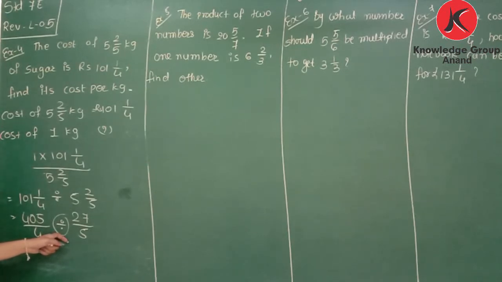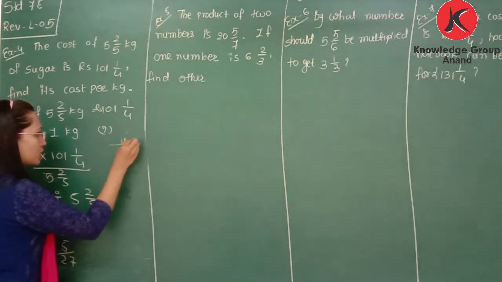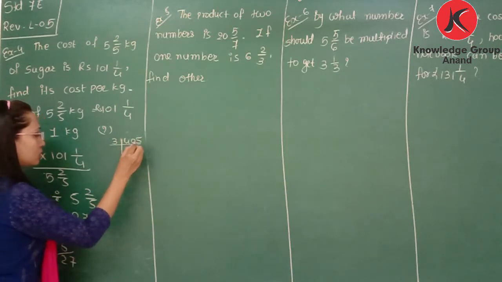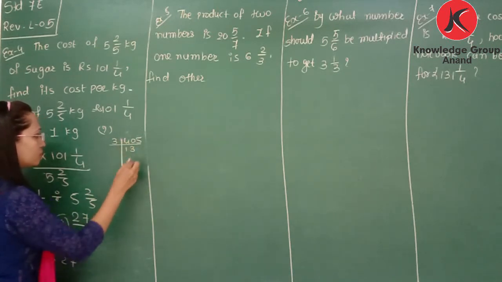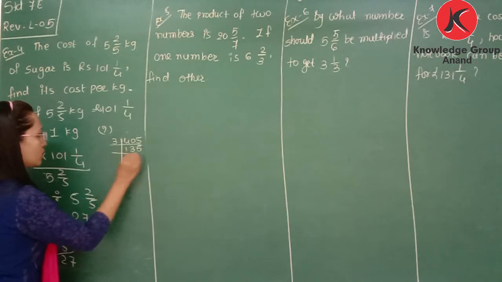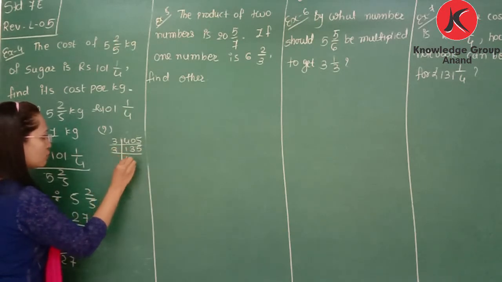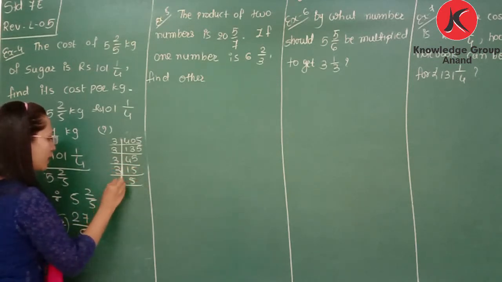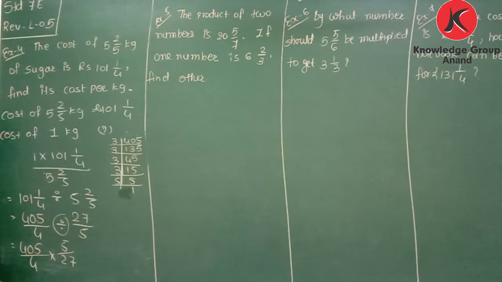So to find the division, we need to convert this division into multiplication by writing the reciprocal. Multiply 5 by 27. Now find the factors of 405. So let's find the factors of 405. 3 ones are 3, 3 threes are 9, 3 fives are 15. Now again with 3, 3 fours are 12, 3 fives are 15. Again with 3, 15 is 3 fives and 5. So these are the factors of 405.